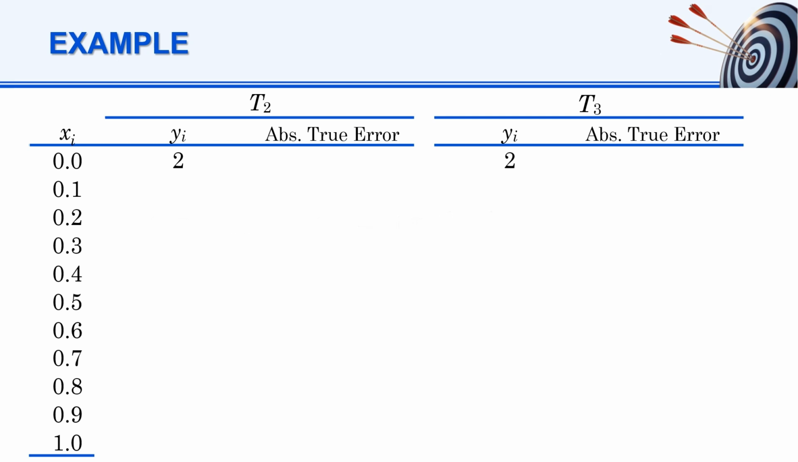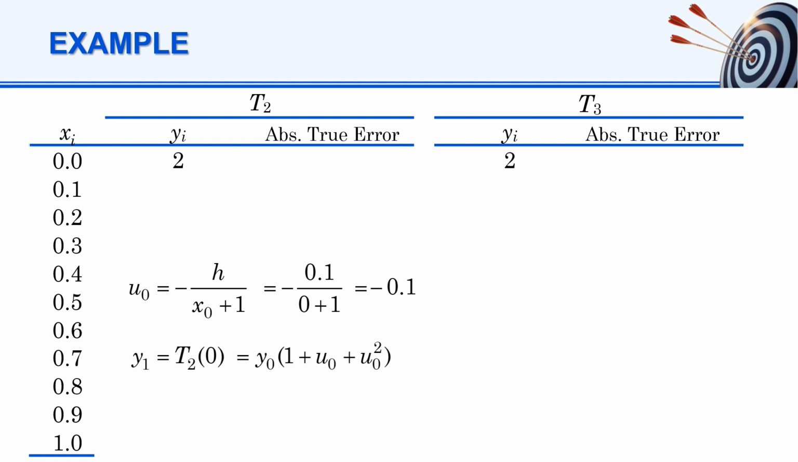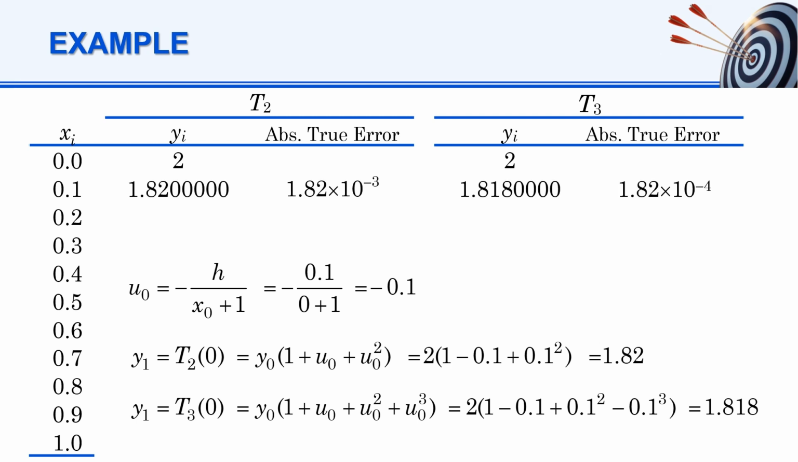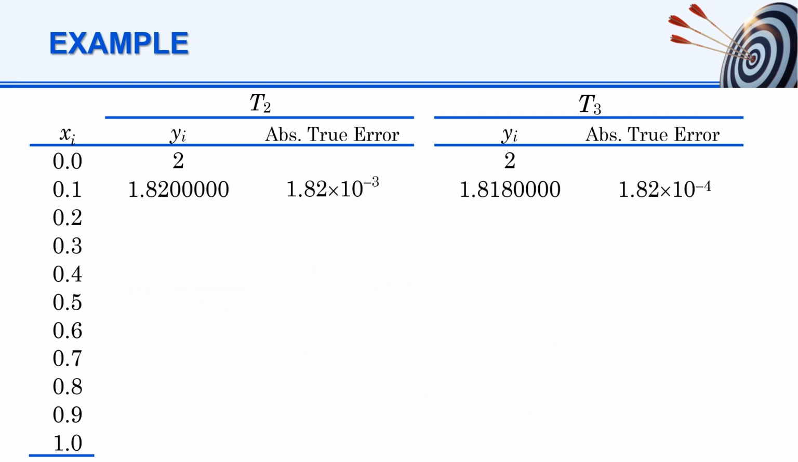Computing u0 yields minus 0.1, and the approximations T2 and T3 are obtained as follows, and the results are placed in the second row of the output table. To obtain the solution for the second step, i equals 2, or specifically for x2 equals 0.2, we calculate u1, which leads to minus 1 over 11.